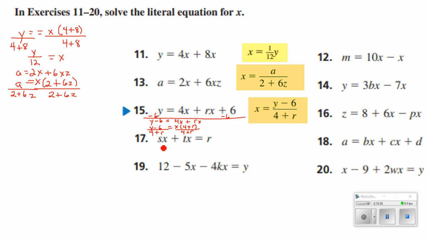I want to get x by itself, so I can simply make this x times s plus t equals r. We know this because x times s is sx, and x times t is tx. Now I'll divide s plus t away, which means I divide it from the other side. Our answer should be r divided by s plus t. All right, let's try number 19.